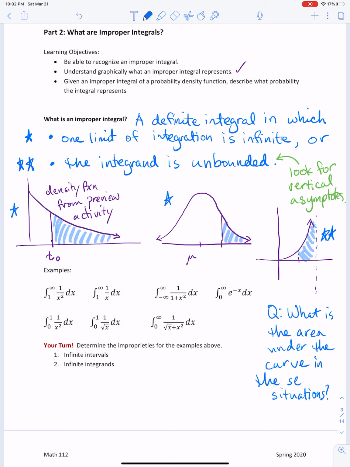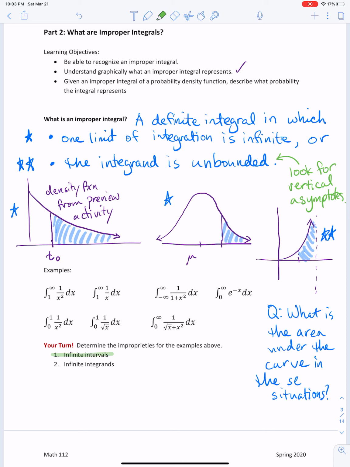Review the examples that you just tried on your own. So you had examined each of these examples and looked for which kinds of improprieties each contains. So I'm just going to go ahead and quickly go through the answers so that you can check your responses.